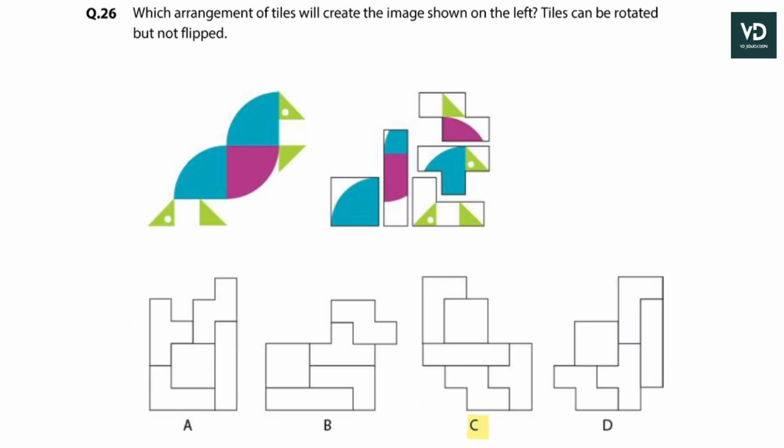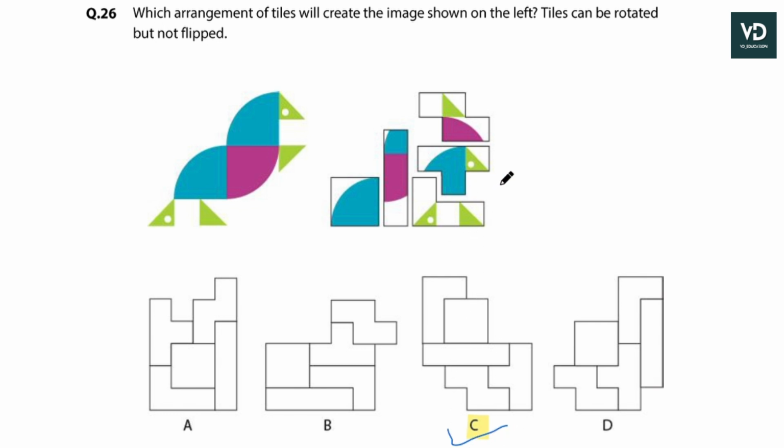26th question. Which arrangement of a tile will create the image shown on the left? Tiles can be rotated but not flipped. Okay, so here we can see they have provided some shapes with some colored parts. So the correct answer will be C.